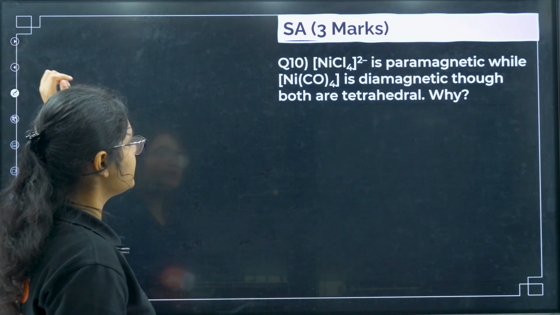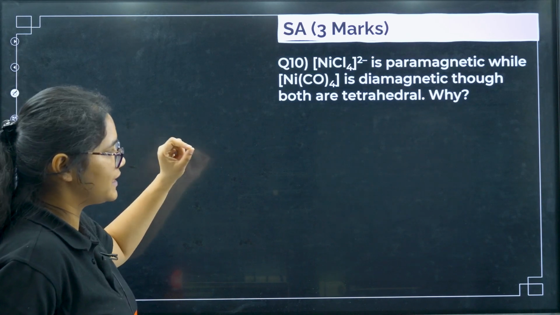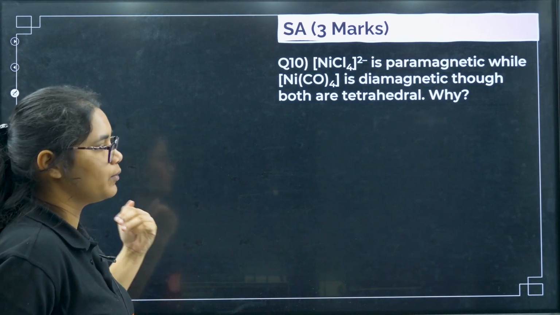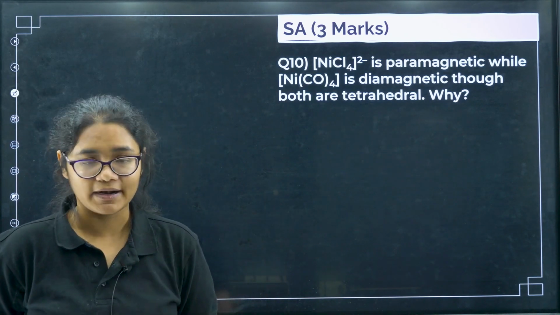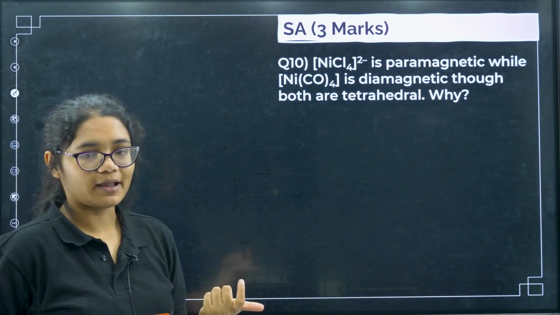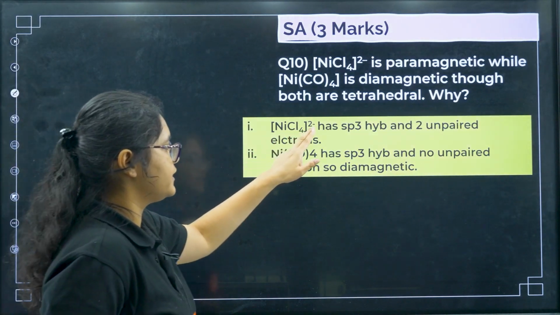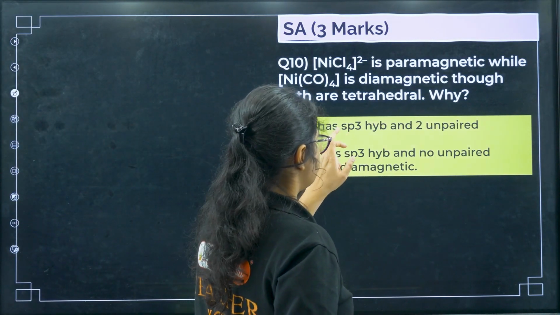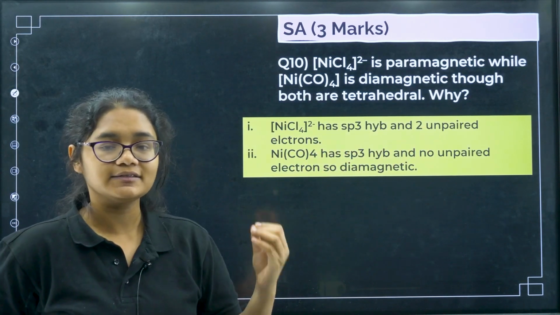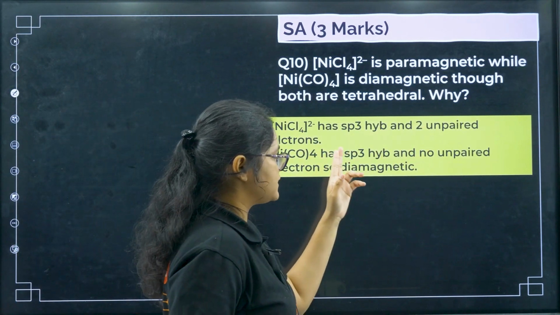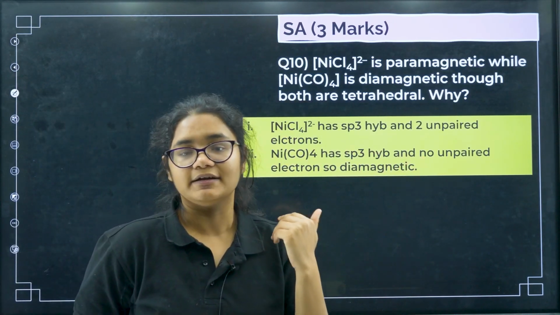Next, NiCl4 2- is paramagnetic while Ni(CO)4 is diamagnetic, though both are tetrahedral. Why? Very simple: if NiCl4 is paramagnetic it has unpaired electrons, and Ni(CO)4 is diamagnetic because it has no unpaired electrons. So how can you write this? NiCl4 2- has sp3 hybridization and 2 unpaired electrons, so that is why it is paramagnetic. Ni(CO)4 has sp3 hybridization and no unpaired electrons, so that is why it is diamagnetic.